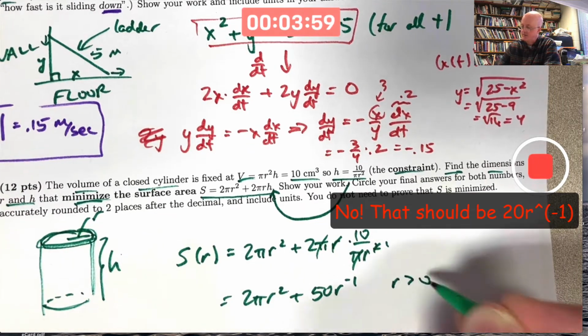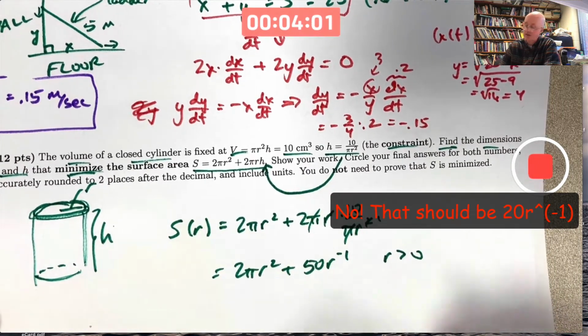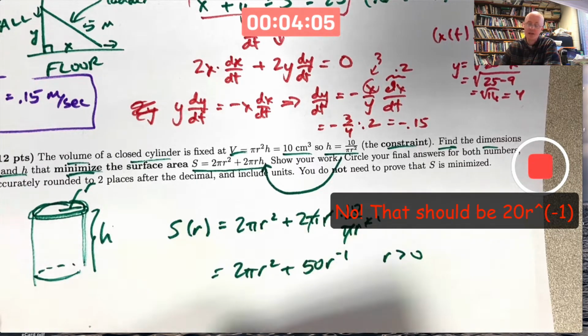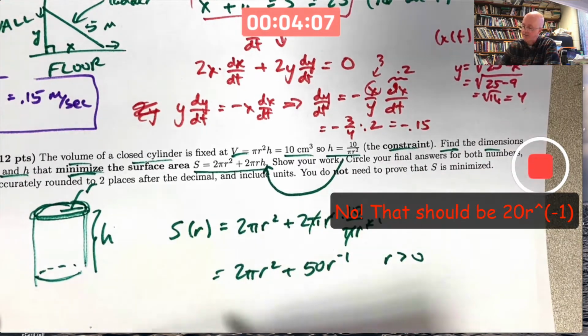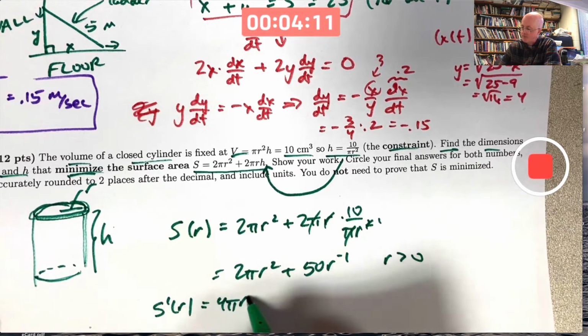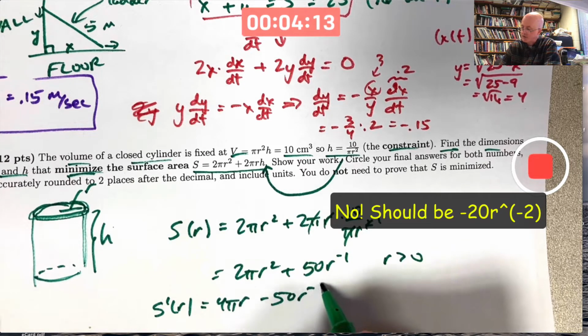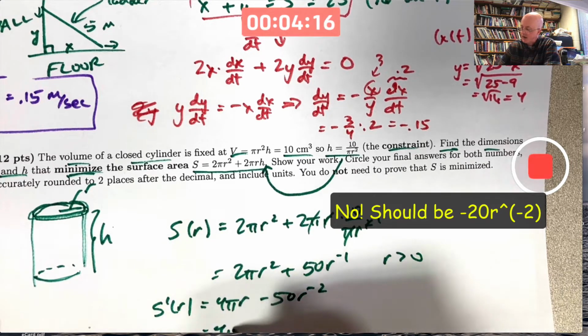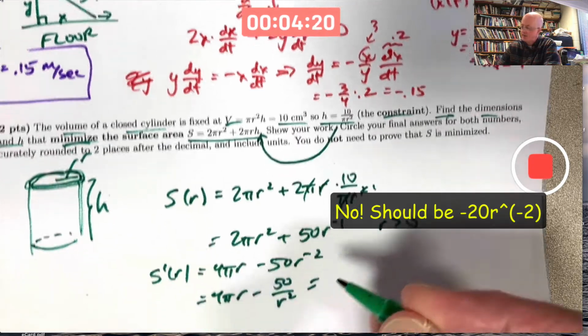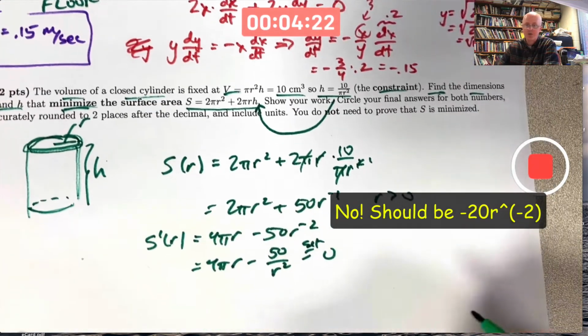R must be positive. We're trying to find really the global minimum value of this. Where does that occur, what radius, and we can then also figure out the corresponding height. So we need to differentiate this to get 4 pi r minus 50 r to the negative 2, which you can write as 4 pi r minus 50 over r squared. Set this equal to 0 and solve for r.